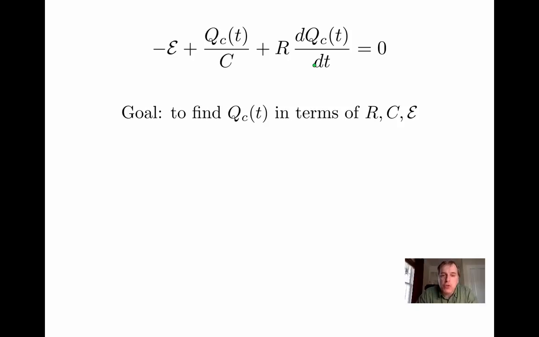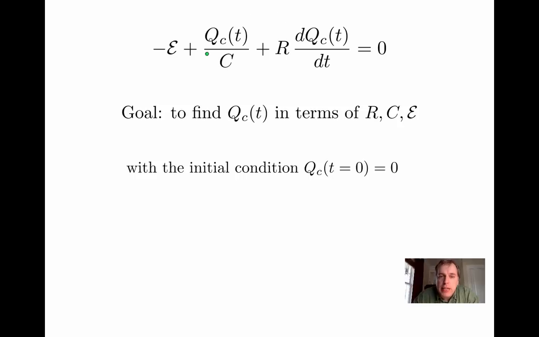Just to remind you what we're trying to do, we're trying to find the function QC of t in terms of the three constants of the circuit, which are the resistance, the capacitance, and the EMF of the battery. But when we solve the differential equation, we're going to have an unknown arbitrary constant. To fix that, we need an initial condition. We need to know the charge at some time. In our case, we're going to use the initial condition that the charge on the positive plate at t equals 0 is equal to 0.